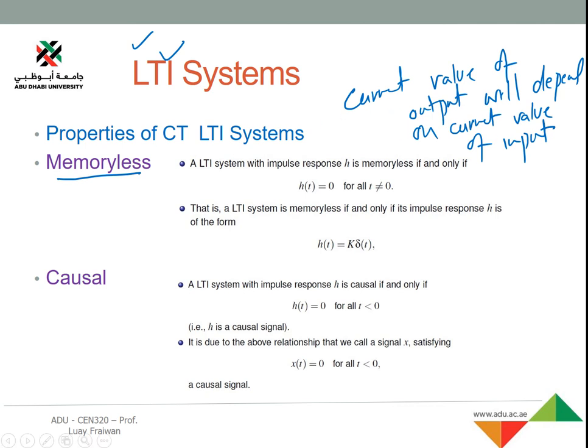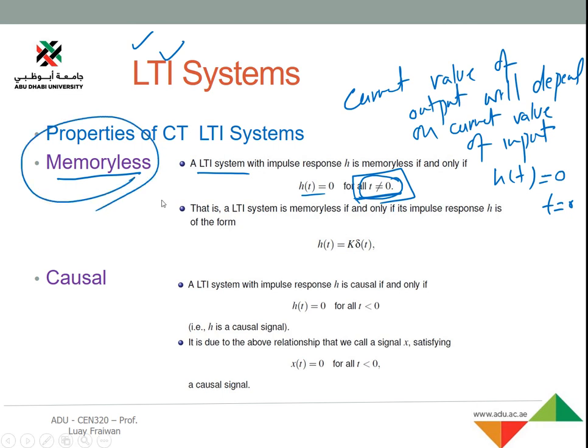Or in mathematical form, let's say an LTI system has an impulse response. The impulse response will exist only at t equal to 0, and it will be 0 for all other cases. Why? Because the impulse exists only at t equal to 0. In that case our system will be memoryless.